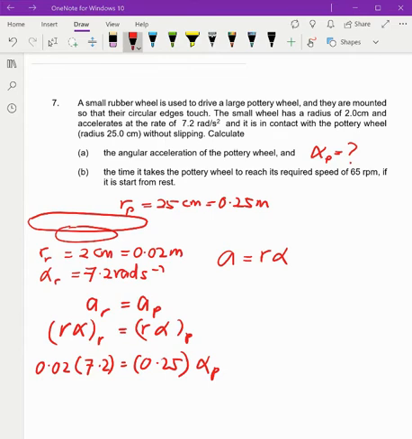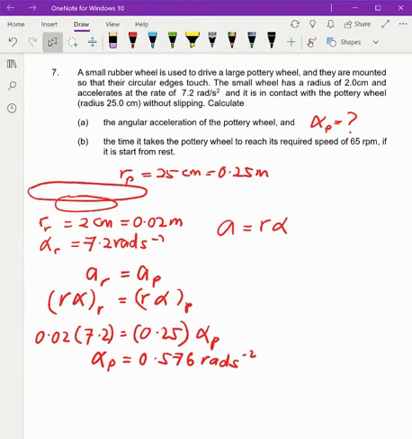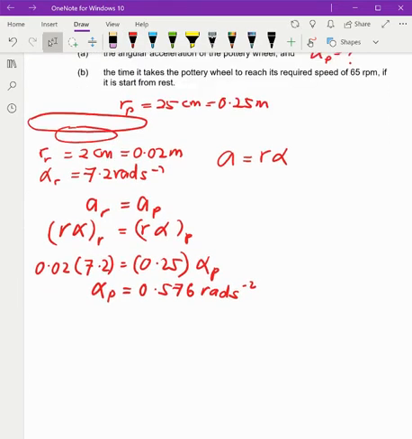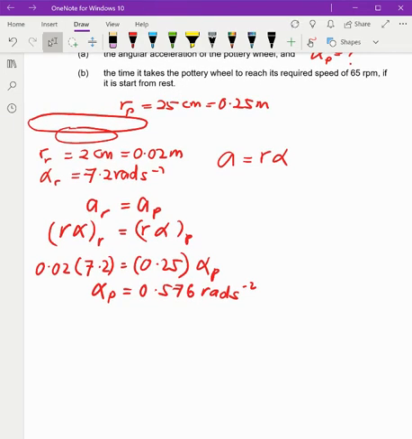Okay, so from here press the calculator, then you have alpha pottery equals 0.576 radian per second squared. Okay, that's done for 7A. Now we go to 7B. So 7B, the time it takes the pottery wheel to reach the required speed.